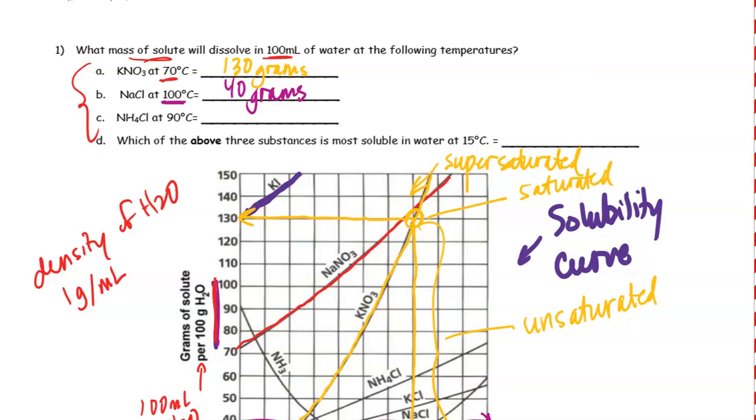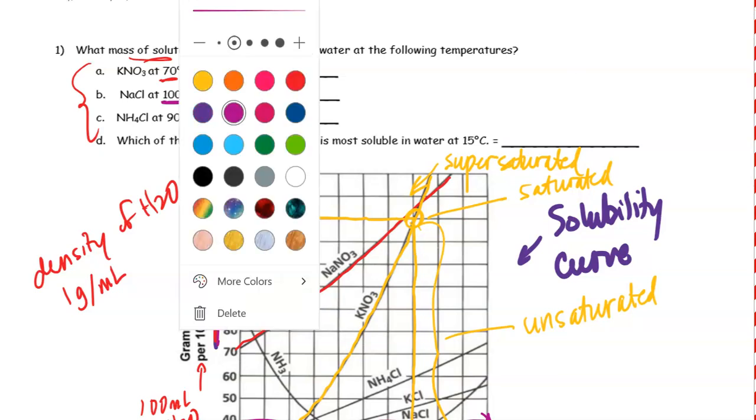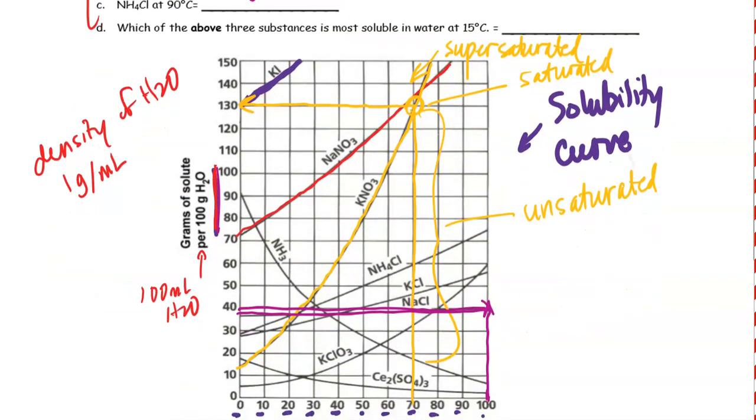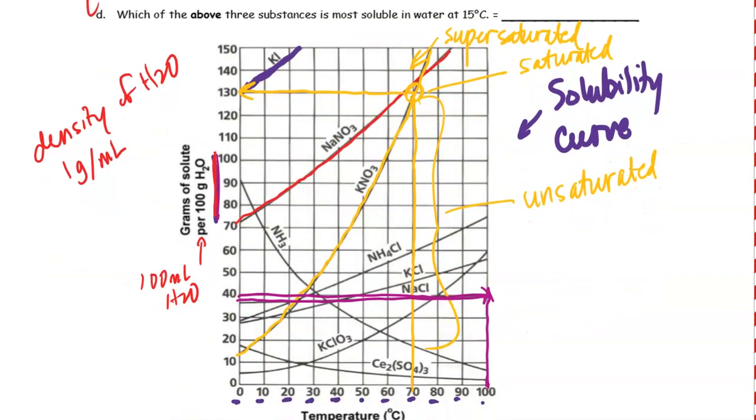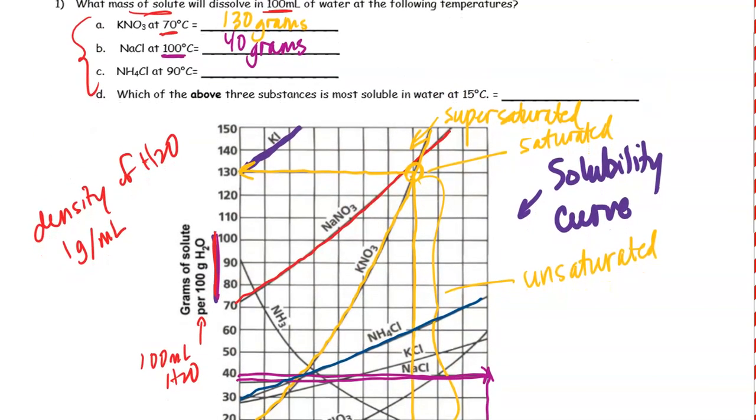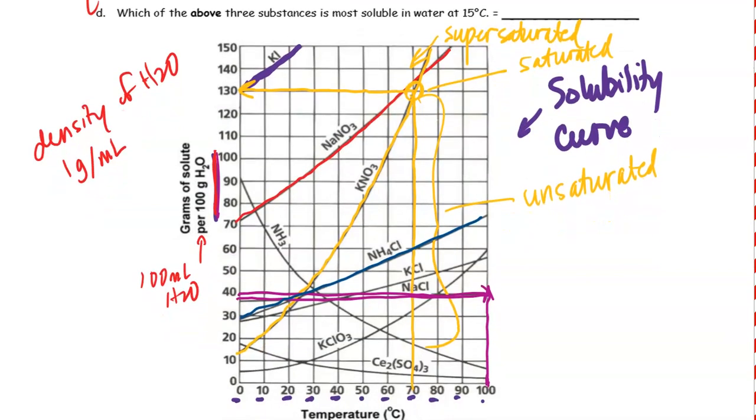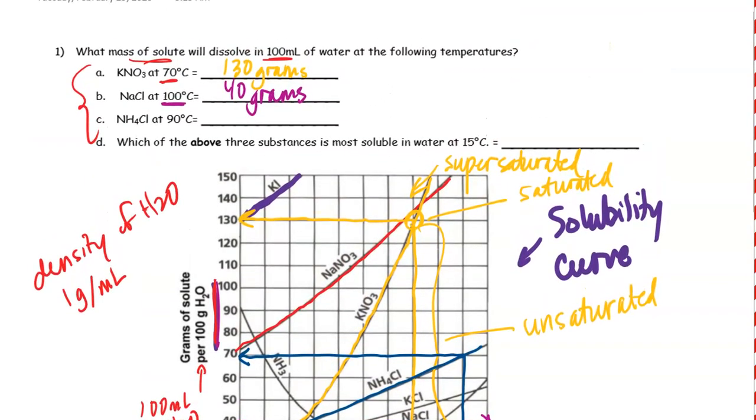What about ammonium chloride? Well, again, we would pretty much follow the same pattern we have been following. Ammonium chloride has this trace. Okay, and they want to know at 90 degrees, then how much ammonium chloride can I get into solution? So again, that's 90 degrees. I find the point of intersection, trace over to the y-axis, and so that means I should be able to dissolve 70 grams of ammonium chloride in 100 milliliters of water.